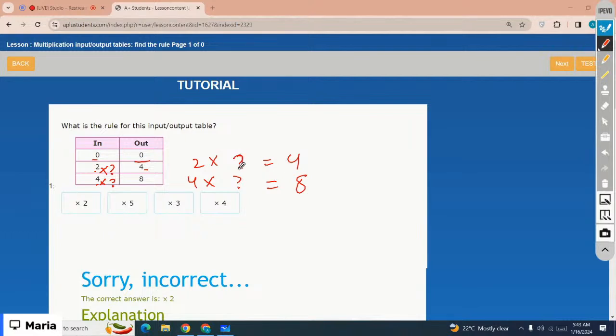Very good. That is 2 times 2 is 4 and 4 times 2 is 8. So the correct number is 2. That means the rule for this table is multiply by 2. You have to multiply each input value by 2 to get the output value given in the table. Got it? Let's just start with the practice questions.